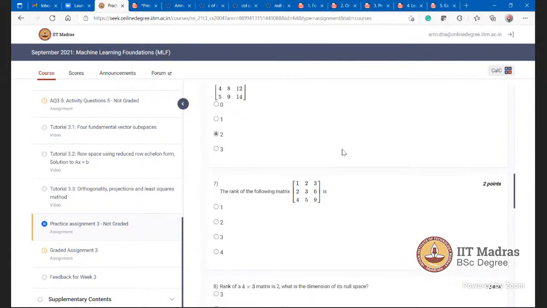And once again, if you follow the same row reduction steps, for this matrix you cannot reduce this row further to a 0 row vector. So the rank is 3.